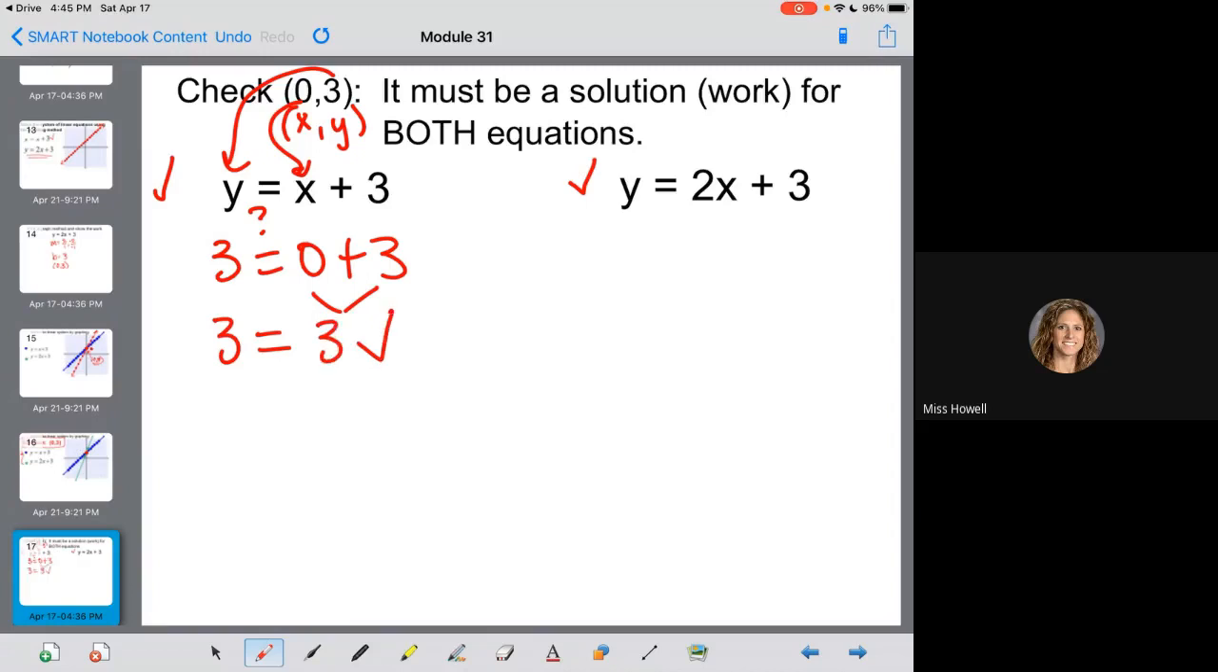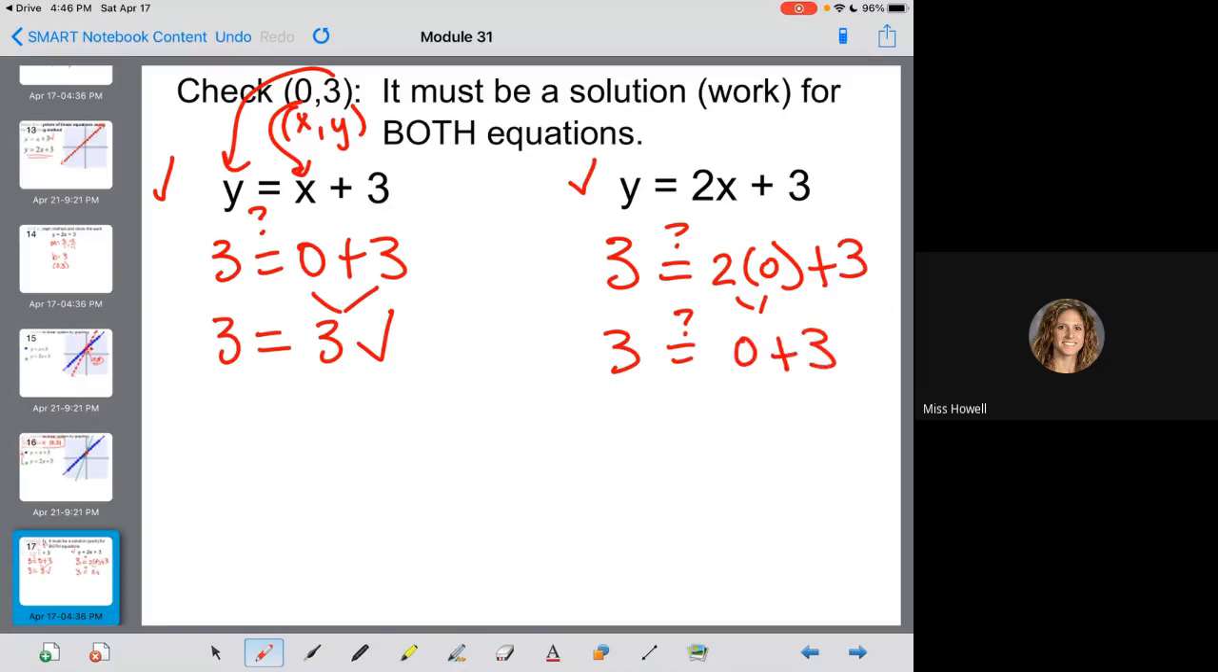So we know it's on that line, but remember, it has to be on both lines. So let's check over here. 3, does it equal 2 times 0 plus 3? 3 equals 3. Yep, we're good. Since both of these worked, we know that 0, 3 is the point that satisfies that system, called the solution.